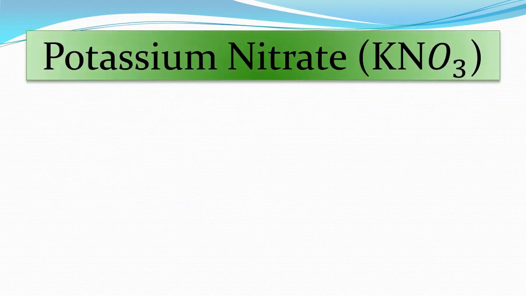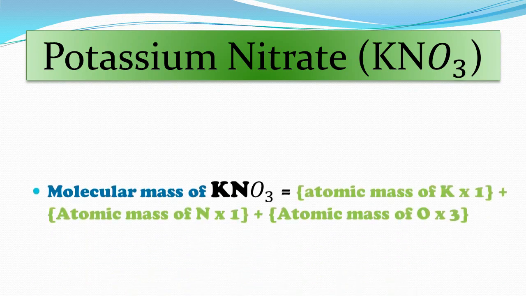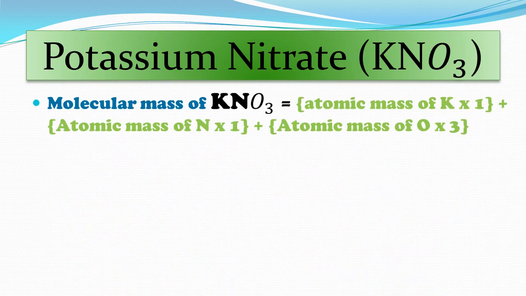Now the next compound is potassium nitrate, and the molecular formula of potassium nitrate is KNO3. Here in potassium nitrate, three elements are there: potassium, K, nitrogen, N, and oxygen, O. So the molecular mass of potassium nitrate, KNO3, will be equal to the sum of three atoms.